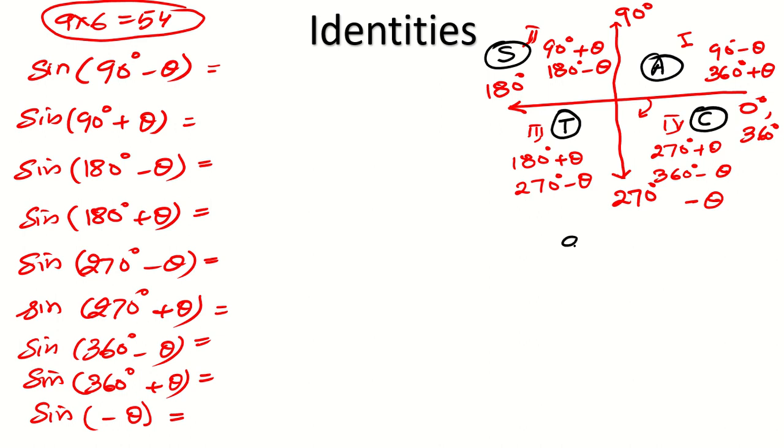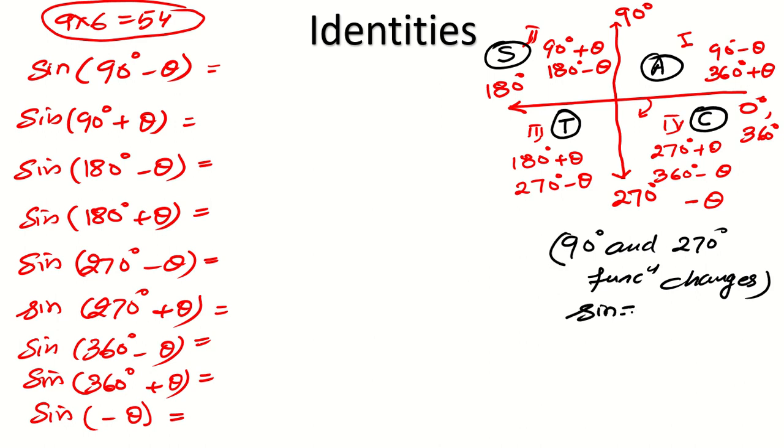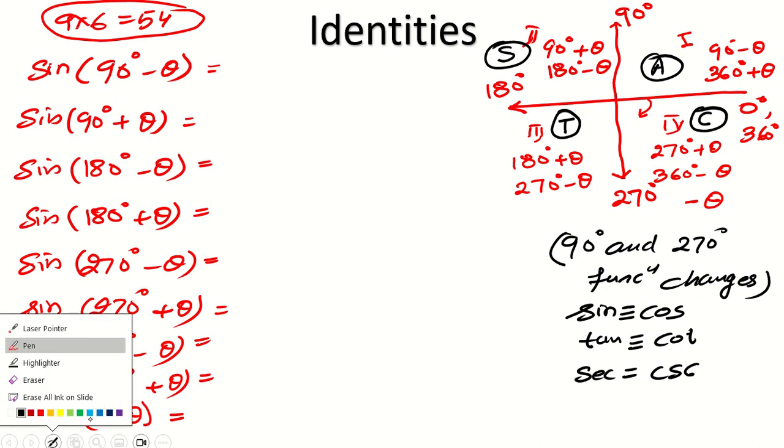See, in case of 90° and 270°, the function changes. And what change will be there? You see, sine will be replaced with cos and cos will be replaced with sine. Then tan will be replaced by cot and cot will be replaced by tan, and then sec will be replaced by cosec and cosec will be replaced by sec. This is about 90° and 270°.